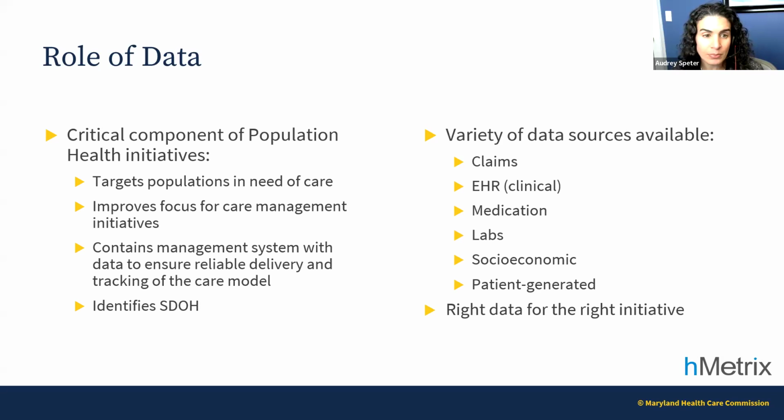And our last component is identifying social determinants of health, or SDOH. What are the determinants that are leading to outcomes? So you're able to identify them and try to meet them with the interventions. So data is really critical to all of these. And on the right slide, we identify that data are not a one-size-fits-all situation. There is no one single data set that's going to meet the needs of all population health initiatives. And it's really important to pair the correct data source with the correct initiative.